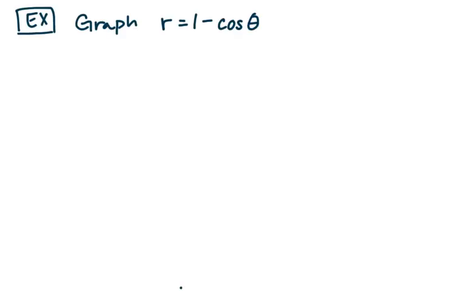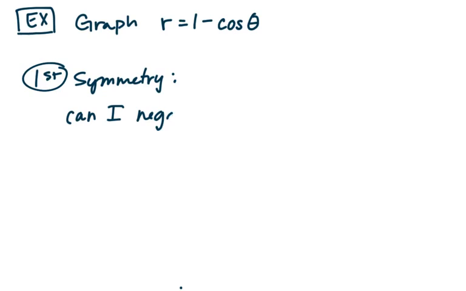For this example, let's graph r equals 1 minus cosine theta. First thing we might want to think about when we're creating this graph, especially if we're trying to do it by hand, would be to check the symmetry. And so when we think about checking symmetry, we want to think, well, can I negate the r value and still get the same equation, or can I negate theta?